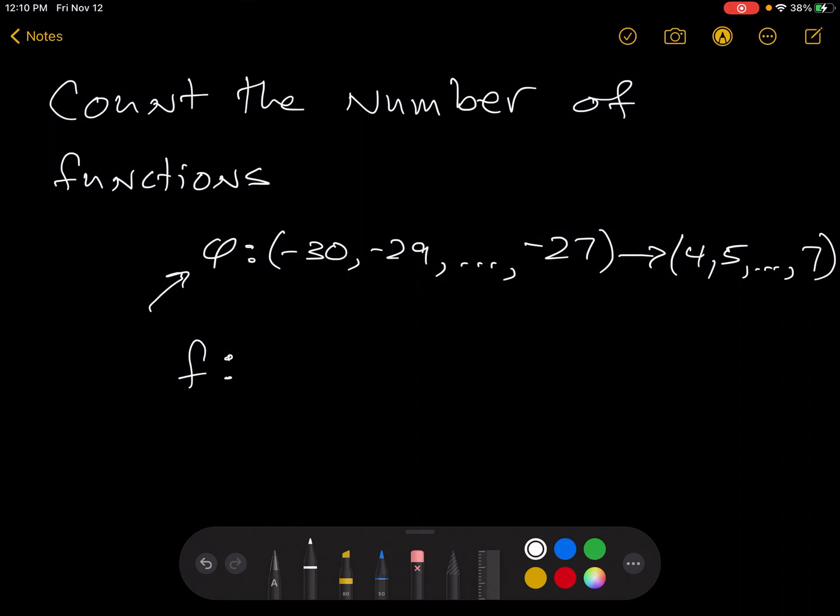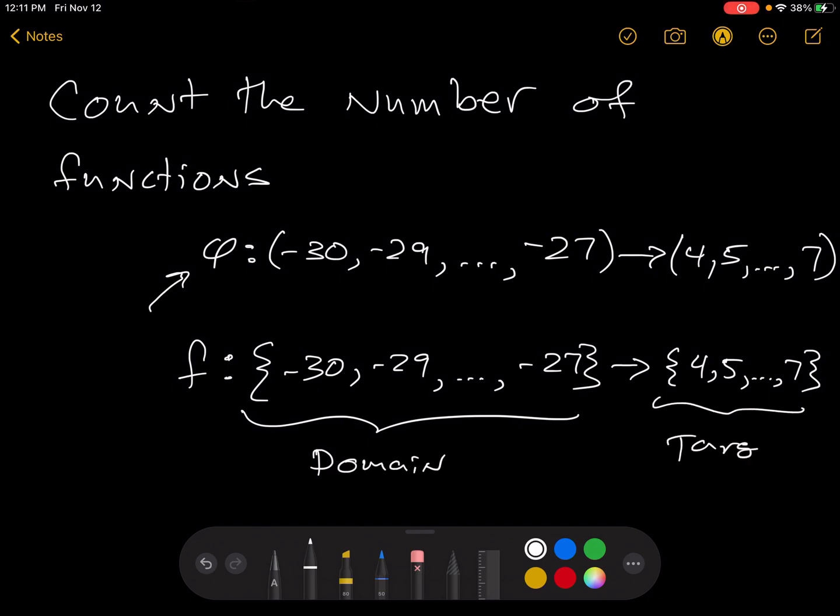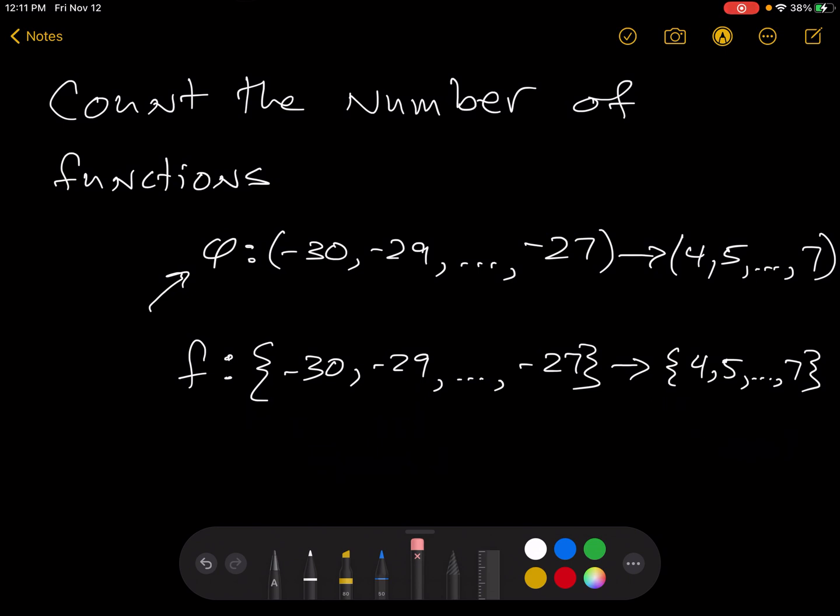Now, instead of these parentheses here, they should actually be the set brackets. So it should say something more like this. And then, now that it's a set, this is the domain. This is the target. All right, now this is the problem that I have.